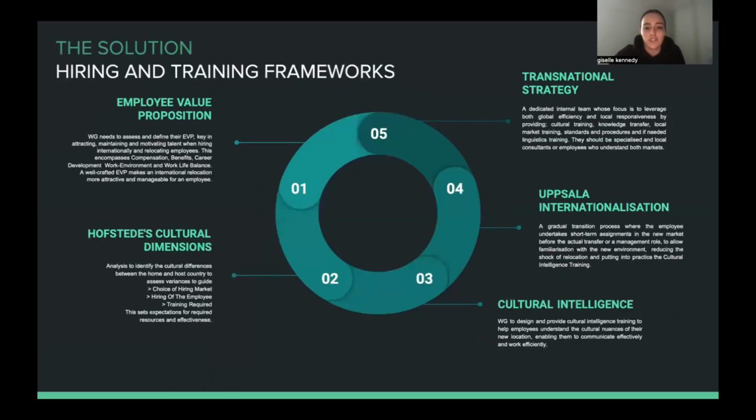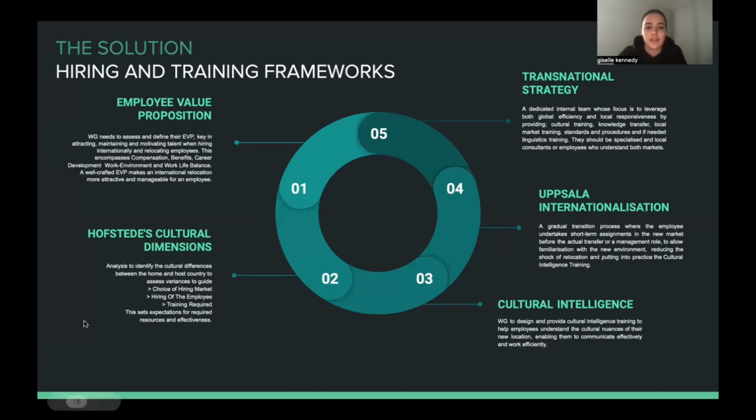So here is a visual representation of the proposed pipeline that can ensure more effectiveness in terms of international hires for the Woolworths Group. Firstly, we start with their EVP. Woolworths needs to assess and define their EVP because this is what attracts, maintains, and also motivates talent when hiring internationally and relocating employees. This encompasses their compensation benefits, career development, work environment, and work-life balance. A well-crafted EVP makes an international relocation more attractive and manageable for an employee.